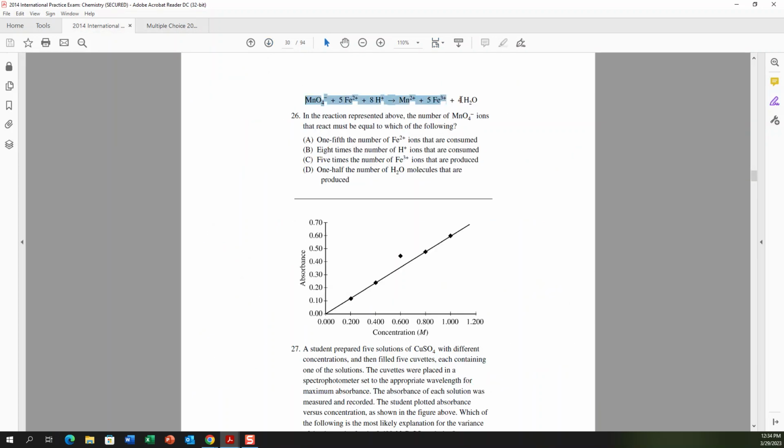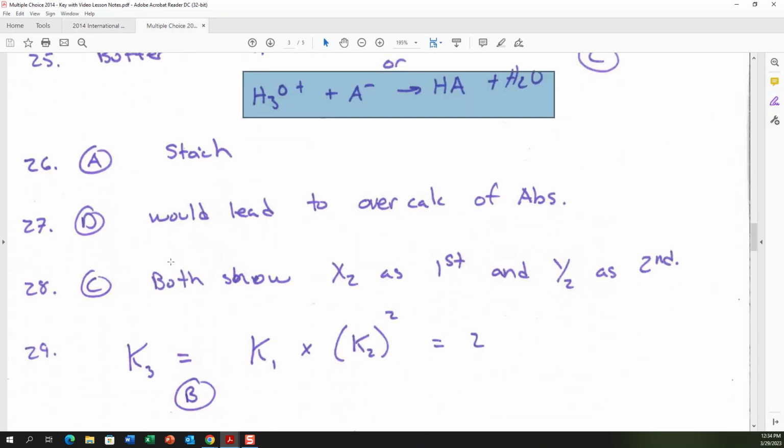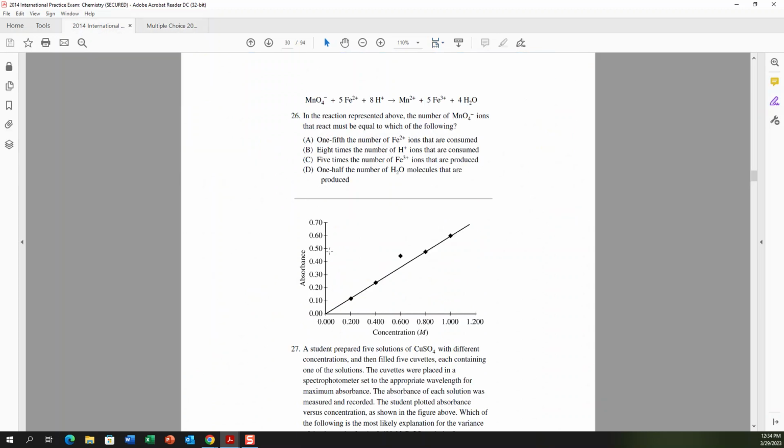All right, so we have this redox reaction, right? But all this is about stoichiometry. So it's already balanced for us. They have the coefficients in there. We're good to go. It's just asking you the number of these ions that react must be equal to which of the following. So it's just making sure you can read the ratios. It ends up being choice A. The amount of this is 1/5 the amount of this, right? So 1/5 the number of iron 2+ ions. So choice A. All right. So just stoichiometry using the recipe. All right. So let's go to 27.